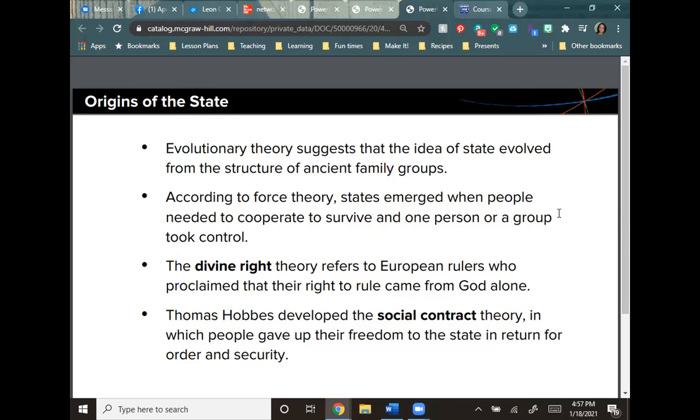The divine right theory refers to European rulers who proclaimed that their right to rule came from God alone. So God came and whispered in their ear that you are the supreme ruler of this land. So it's the divine right theory. And then Thomas Hobbes, who we're going to learn about, developed the social contract theory, in which people gave up their freedom to the state in return for order and security. And that's how the United States came about, through social contract.